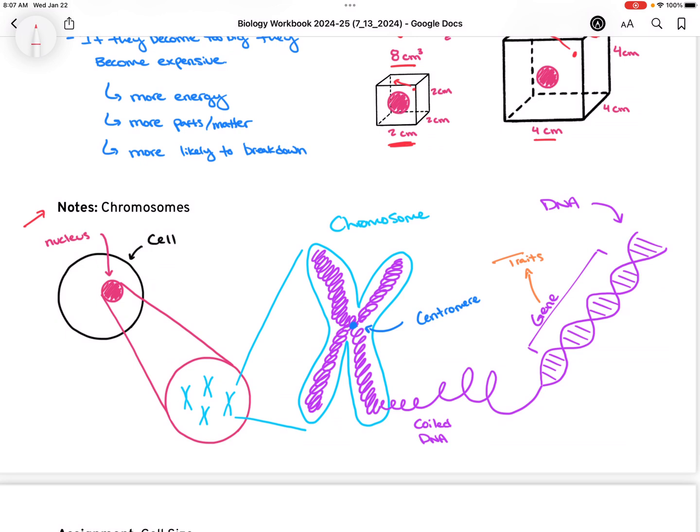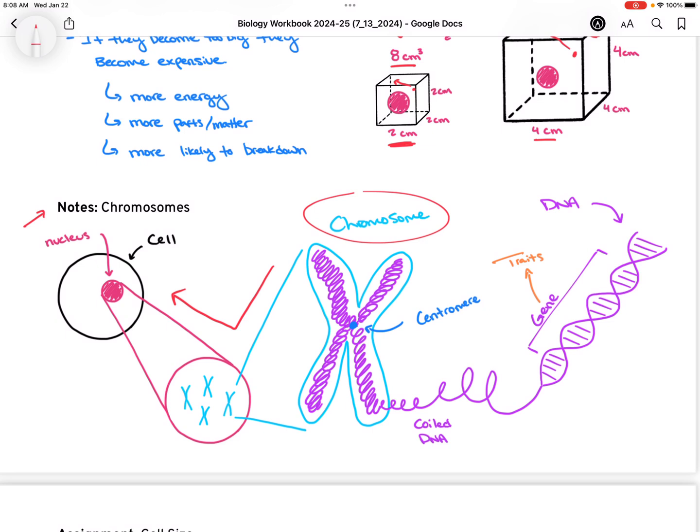And we're relating what a chromosome is. So with chromosomes, this centerpiece here, this light blue X shape, is found inside of the nucleus of a cell. You can kind of see how this drawing shows that. This chromosome is found in the nucleus. It's kind of blowing it up for you.